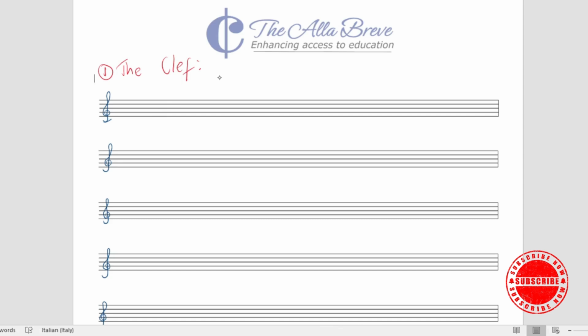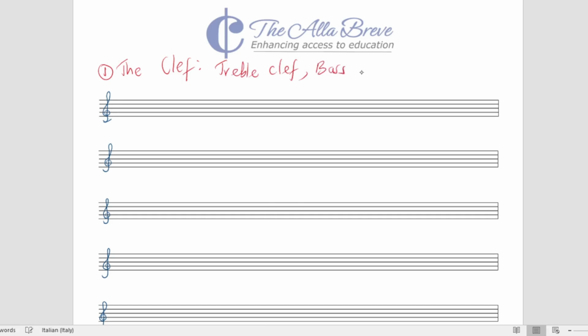For instance, it could be a treble clef or it could be a bass clef. There are other clefs such as alto and tenor clefs which will be handled in another lesson. How do you know it is a treble clef? This is the symbol for a treble clef, which is also called a G clef, simply because at this particular point, it looks like a G.